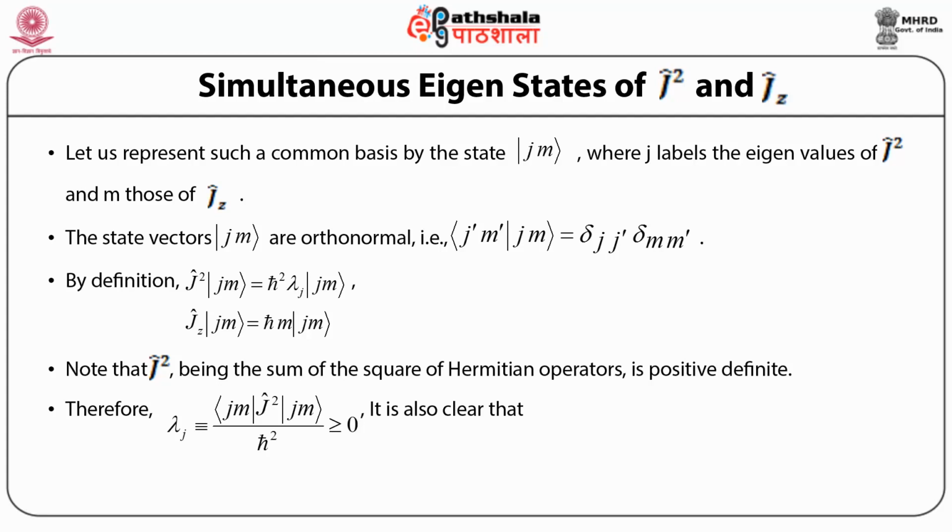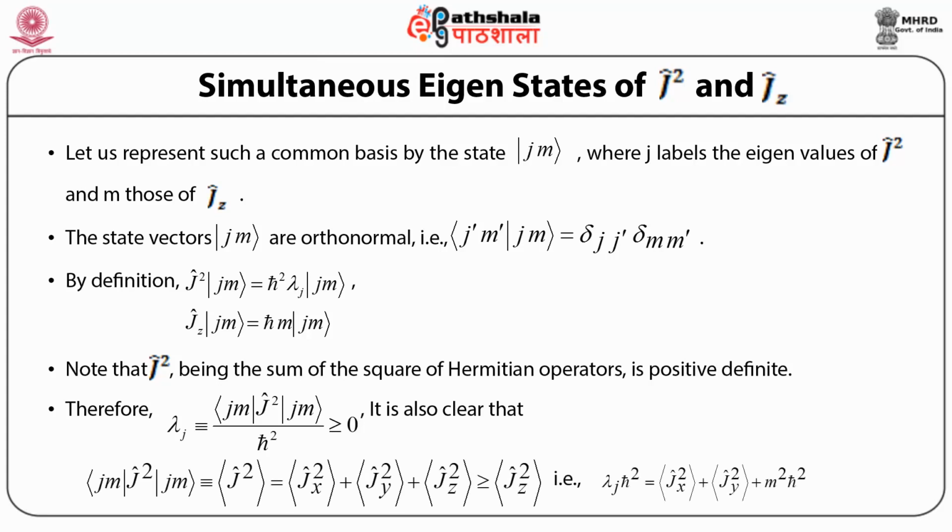It is also clear that the scalar product of <j m| with operator J² acting on ket |j m> is equal to the expectation value of operator J², which is equal to the expectation value of operator Jx² plus the expectation value of operator Jy² plus the expectation value of operator Jz², and is greater than or equal to the expectation value of operator Jz². That is, λj ħ² is equal to the expectation value of operator Jx² plus the expectation value of operator Jy² plus m² ħ².